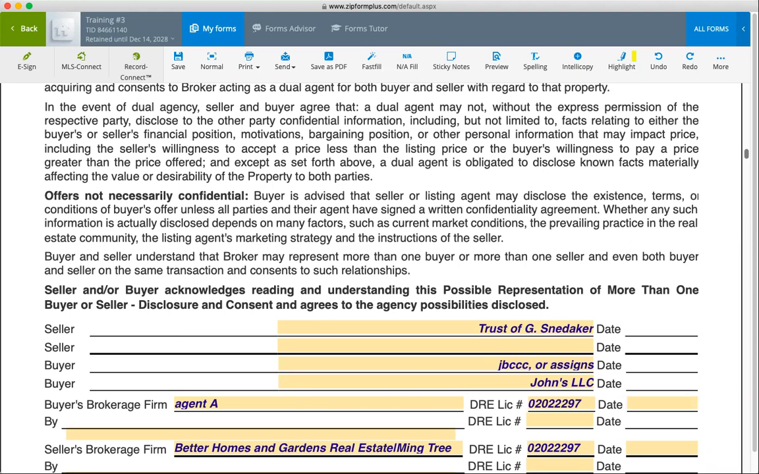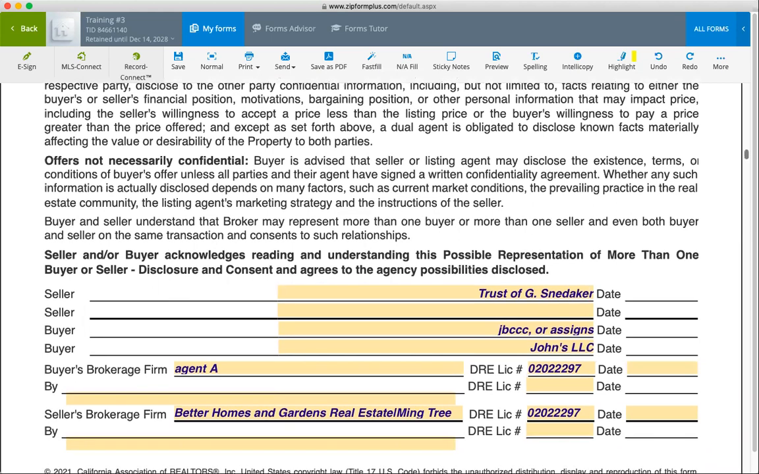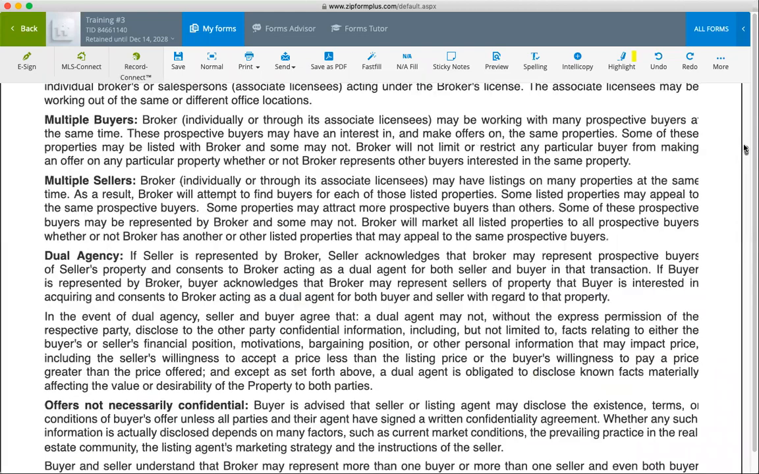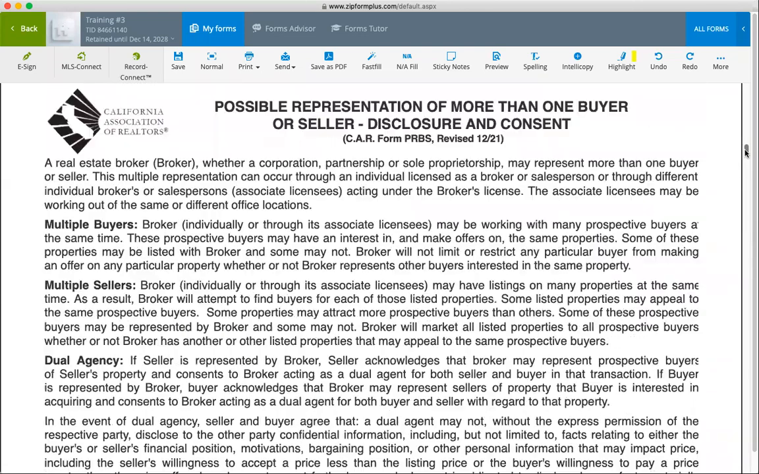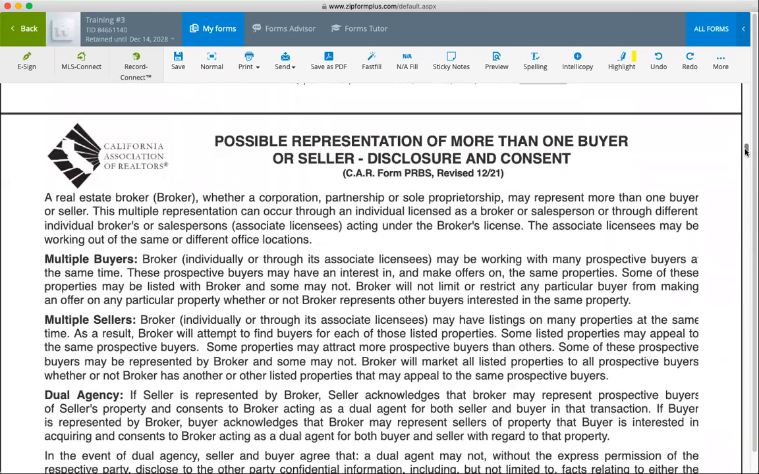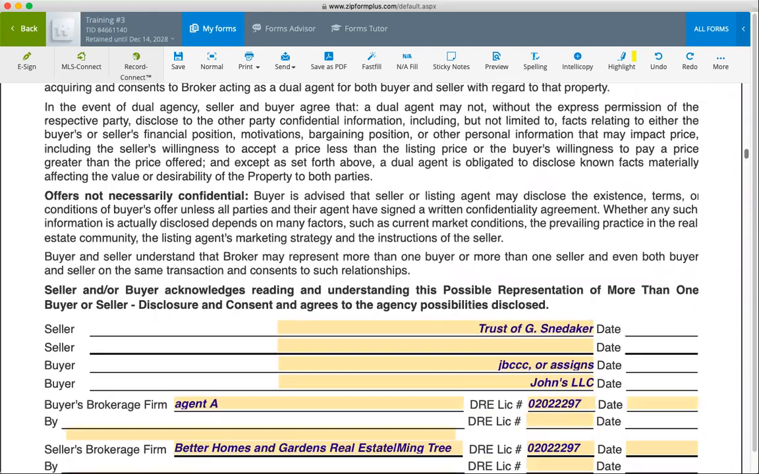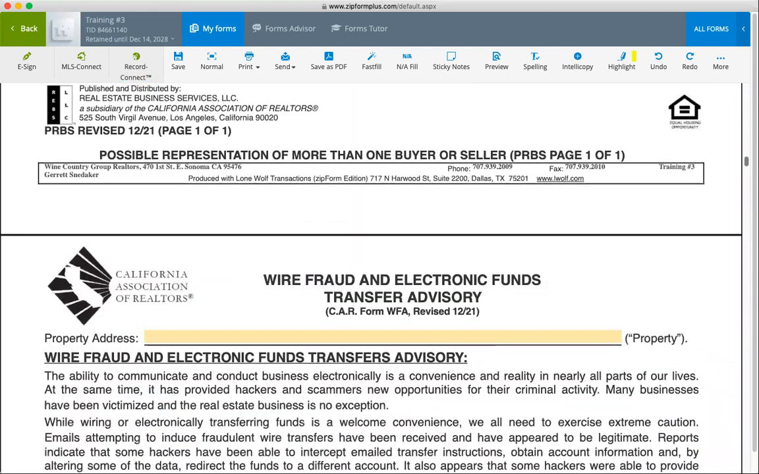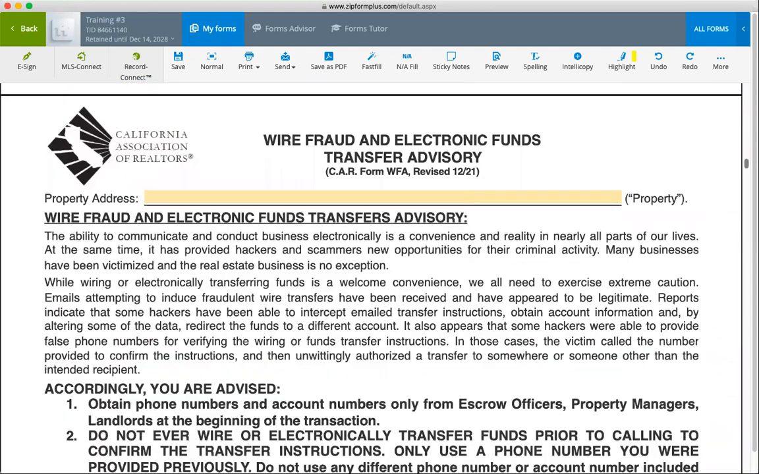So when we give this to the buyer and the buyer says, "Hey, I don't want my offer to be shopped," well, the way you solve that is you do a confidentiality agreement. But anyway, that's what this disclosure is about. It just tells everybody in the transaction that we aren't aware of it right now, but we might be representing more than one buyer or seller in the property. Okay, any questions on that?